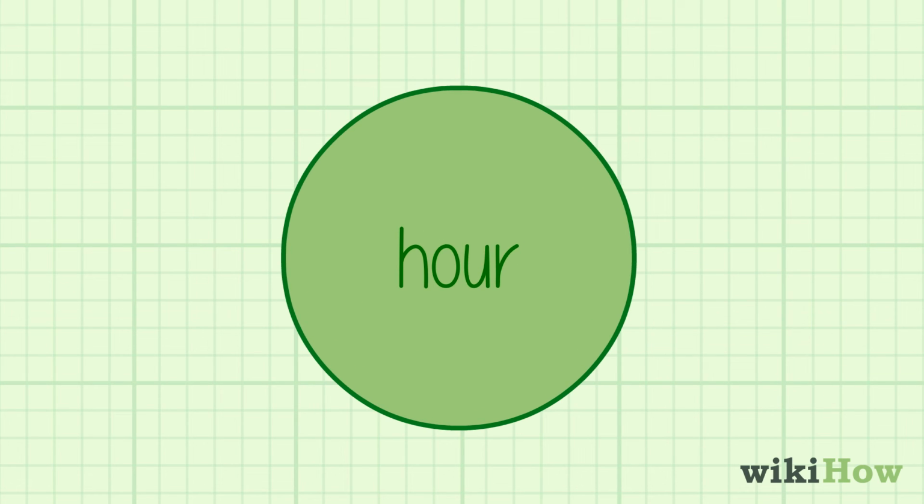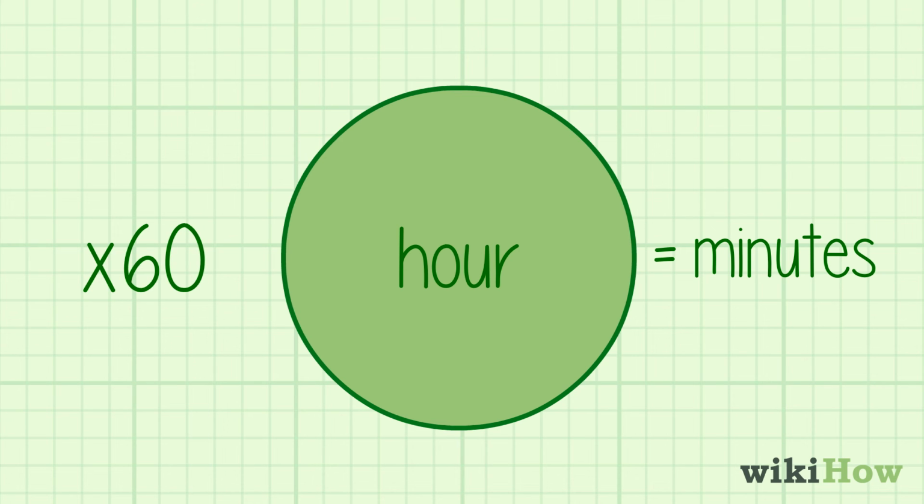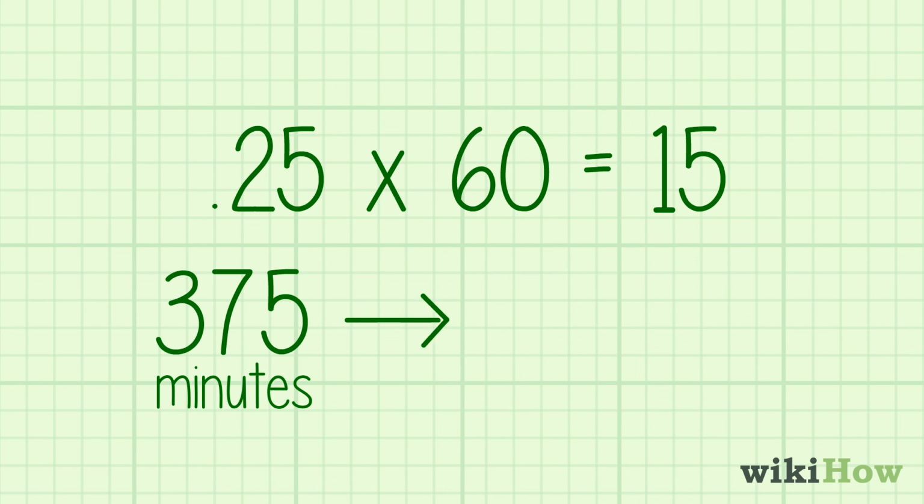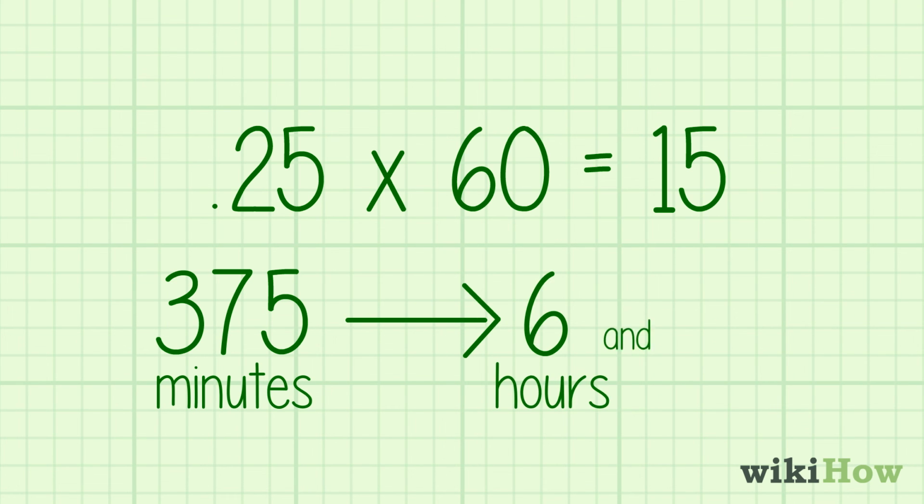To convert that fraction of an hour back to minutes, multiply it by 60. In this case, 0.25 times 60 equals 15, which means that 375 minutes is 6 hours and 15 minutes.